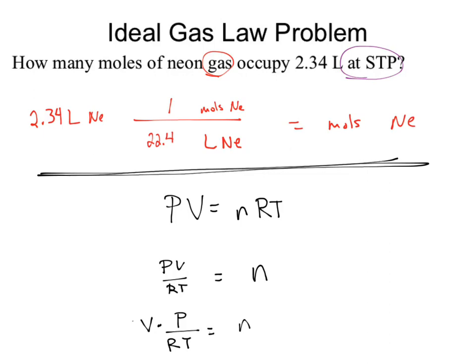Temperature. Was I given the temperature in the question? Yeah, standard temperature, which means 0 degrees Celsius. But R is given in kelvins, which means the temperature has to be reported in kelvins. So not 0 degrees Celsius, but 273. When I substitute those numbers in, I get the exact same calculation as I did by taking 1 divided by 22.4. It's identical.